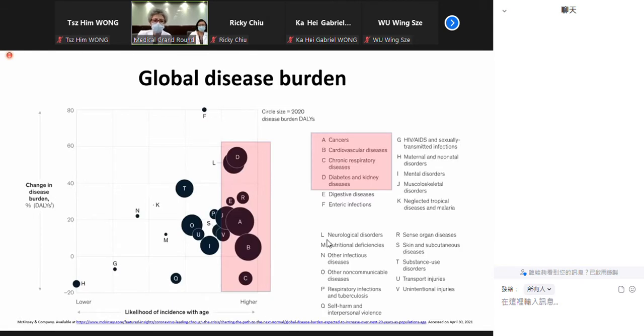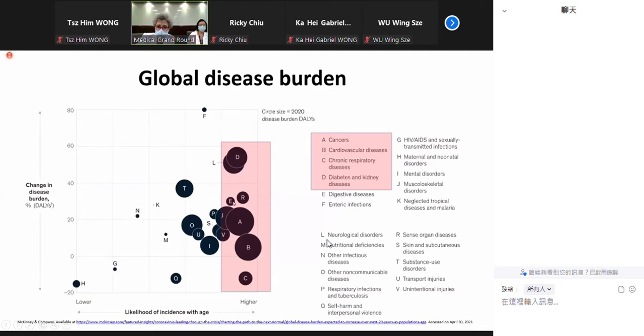So this is actually one of the McKinsey articles, which I quite like to read because they really give you something more about the real world situation. And essentially, this is really showing you the likelihood of some of this disease burden. And that is we're all living in an aging society, right? And with increasing aging, there's also a change in disease burden.